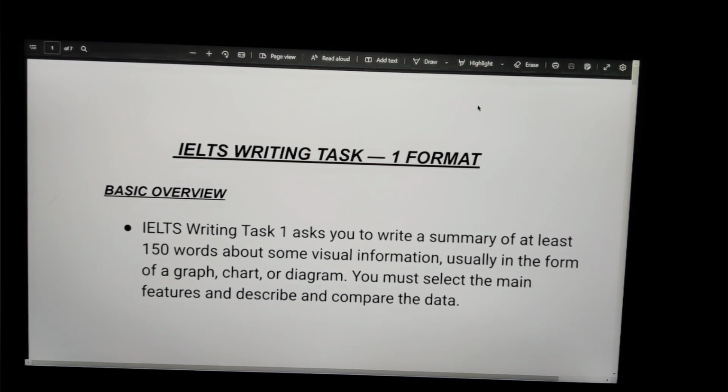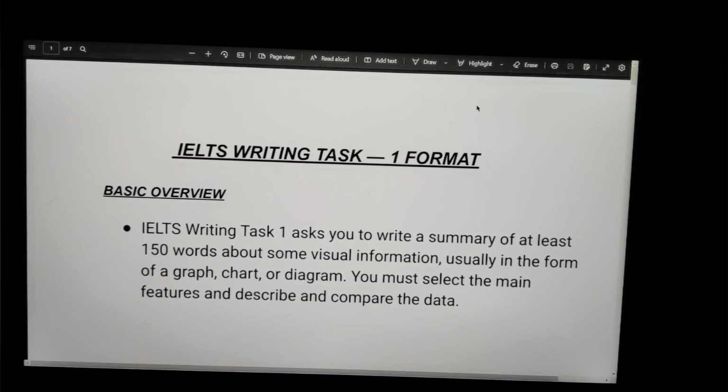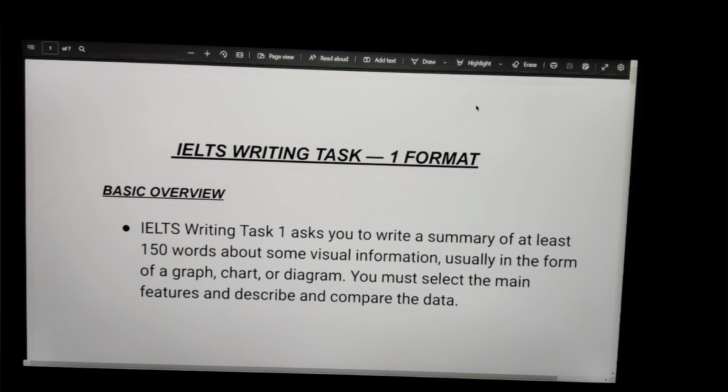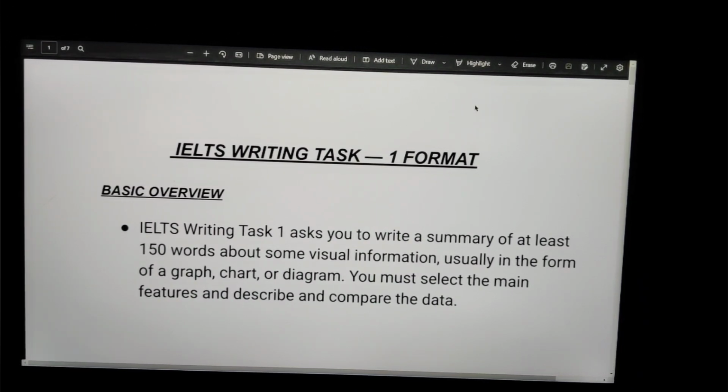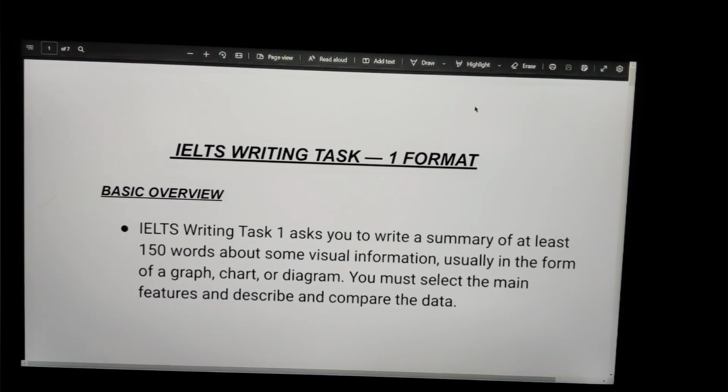So, talking about IELTS writing task 1. It's basically a picture-based task which asks you to summarize the given picture. The picture may be anything: a graph, a pie chart, a diagram, a process diagram, or anything. You'll have to summarize the given information of the task in around 150 words.